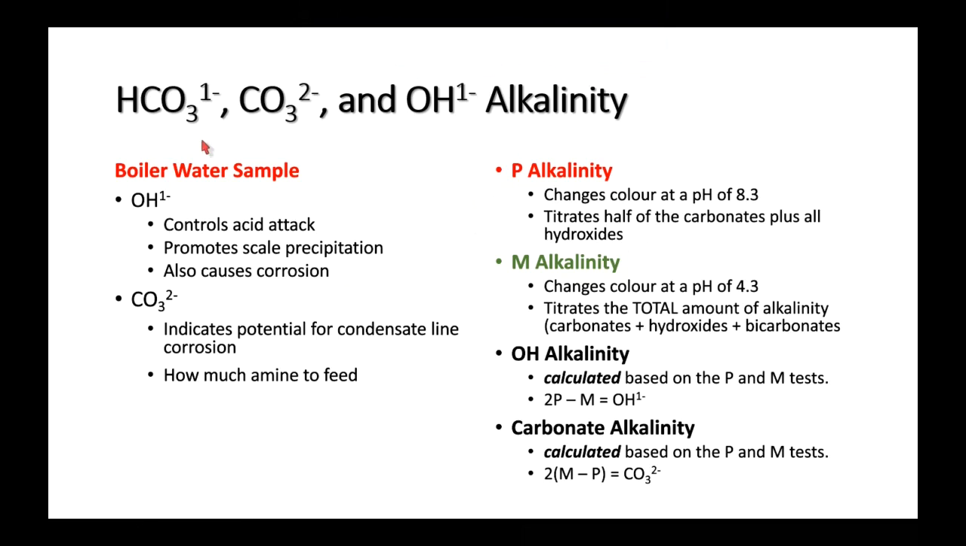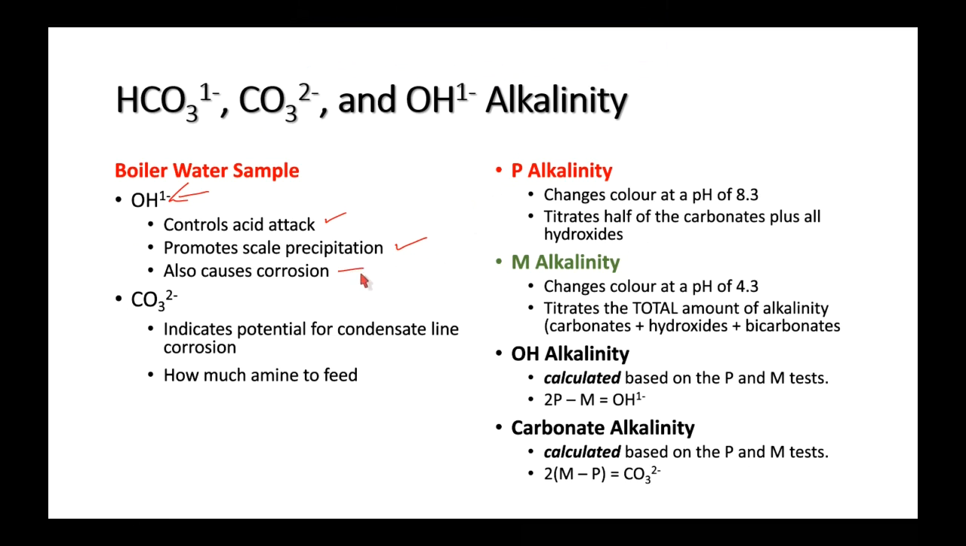So really, the only reason we do this is because we're trying to find out the OH alkalinity. As you know, we want to make sure that we have enough to control any sort of acid that might appear, but also we want to promote scale precipitation. We had the magnesium hydroxide and the hydroxyapatite.